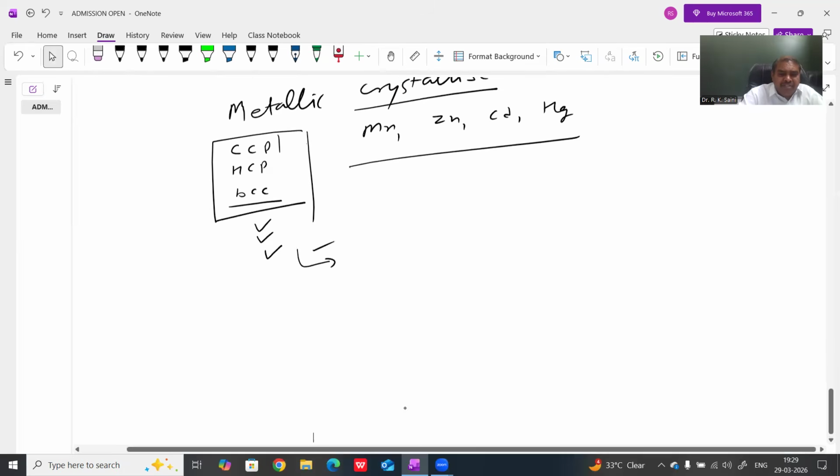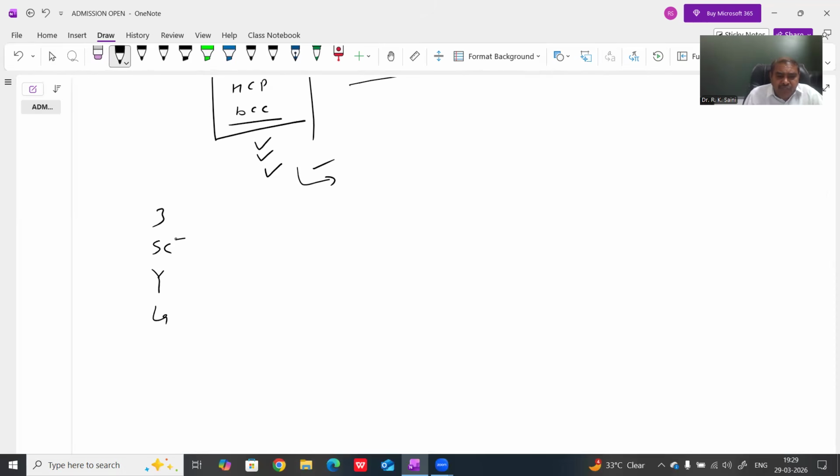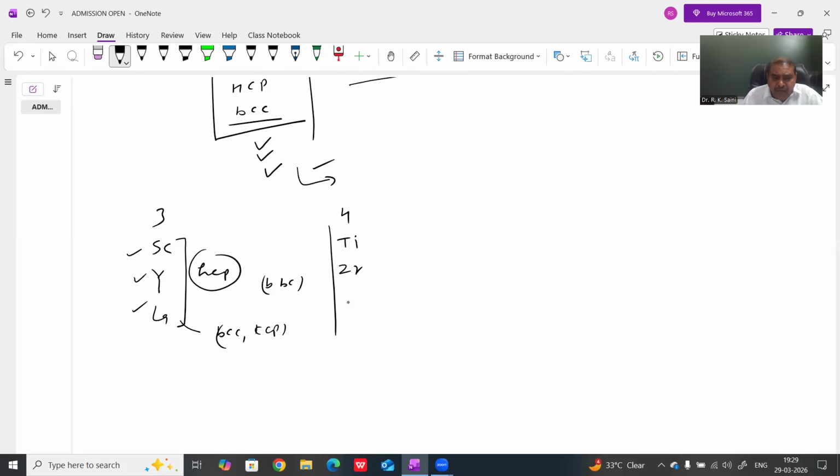For example, the first elements of group 3: scandium, yttrium and lanthanum. Their common structure is HCP, but they also form BCC type crystals, and lanthanum also forms BCC as well as CCP structure in addition to HCP. For example, in group 4, titanium, zirconium and hafnium exhibit HCP structure at normal conditions, but they also exhibit BCC arrangement.